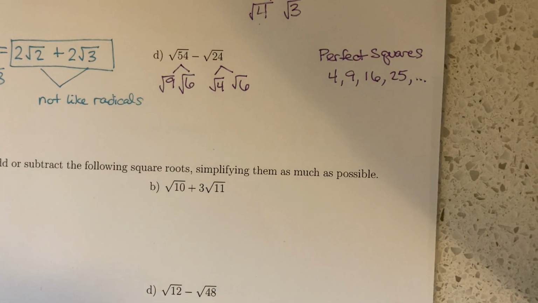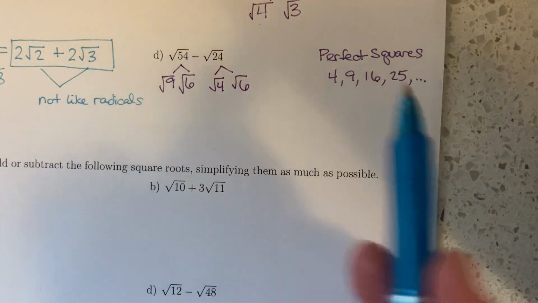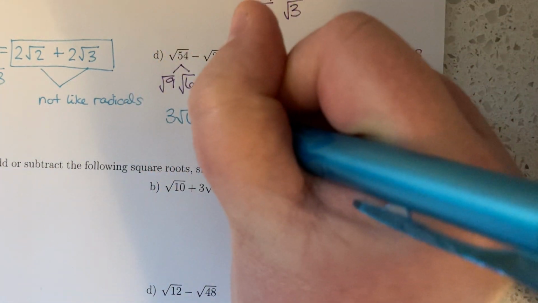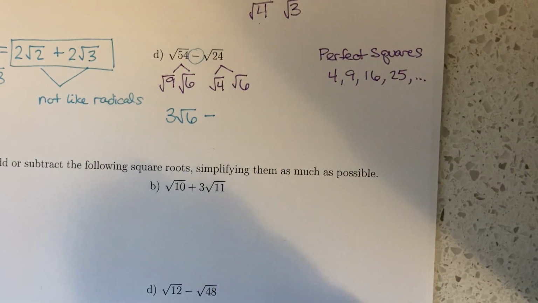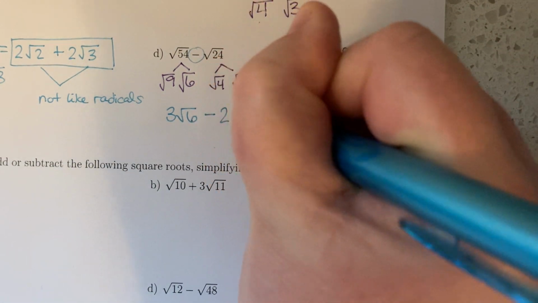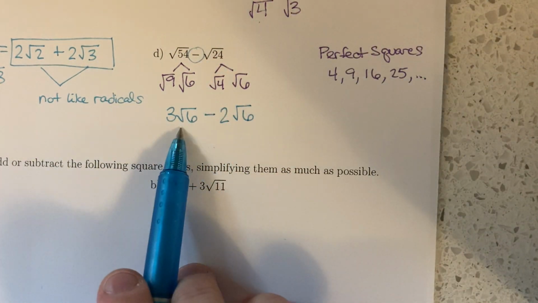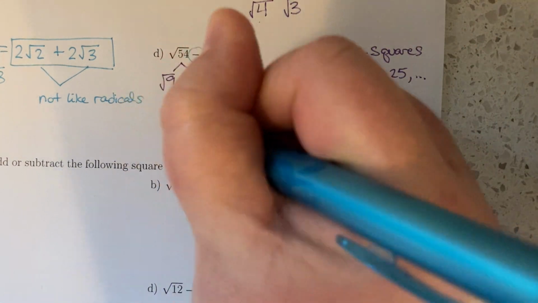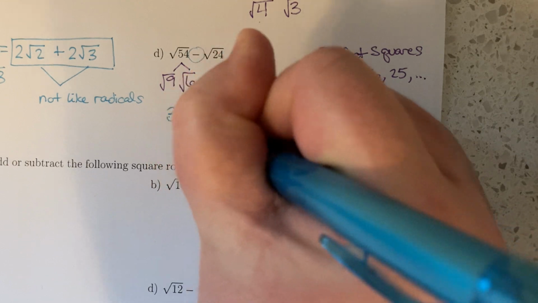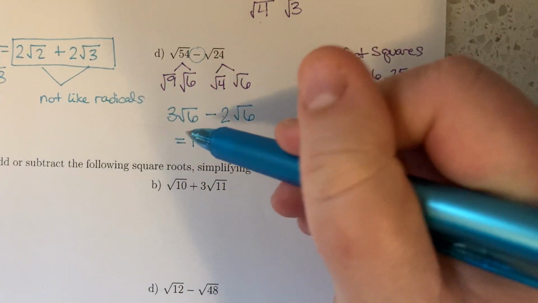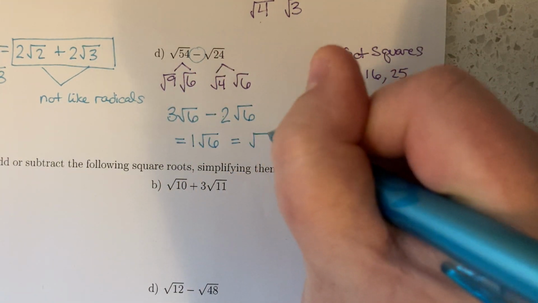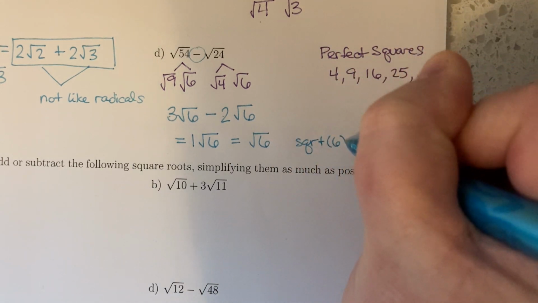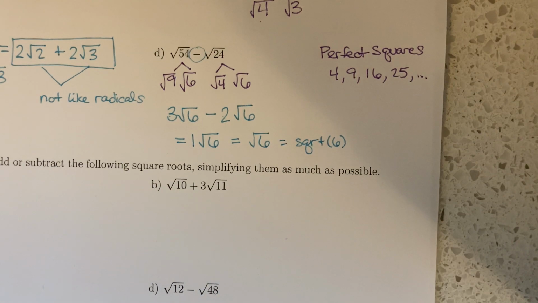So after we simplify these square roots, we get 3 square root of 6 minus, from the original problem, 2 square root of 6. And now that we've simplified, these are like radicals, so we should do 3 minus 2 and get 1 square root of 6. But again, WebWork doesn't want us to type that 1. So it's just square root of 6, which we would type into WebWork as SQRT of 6. Great.